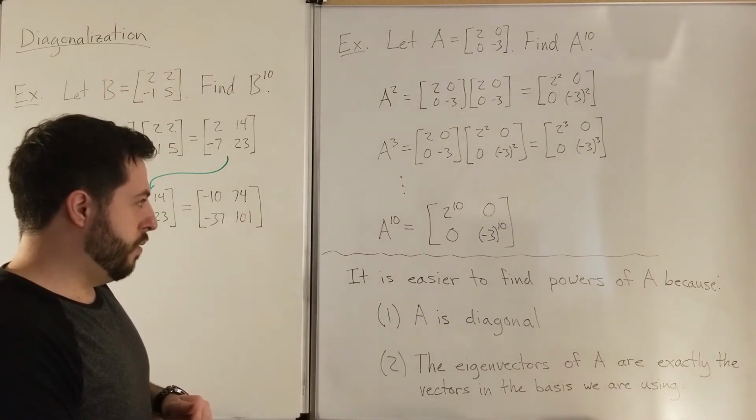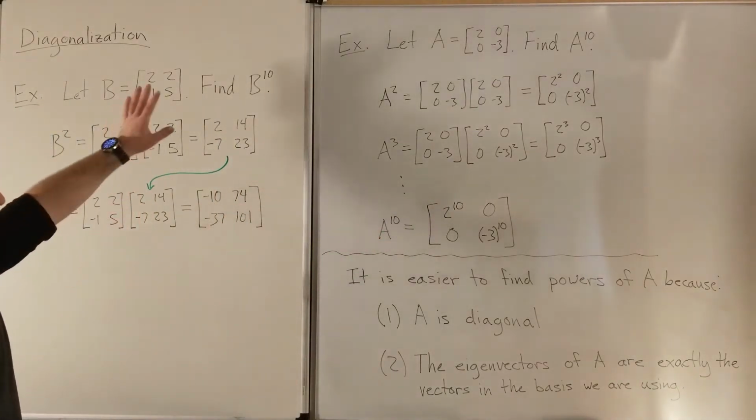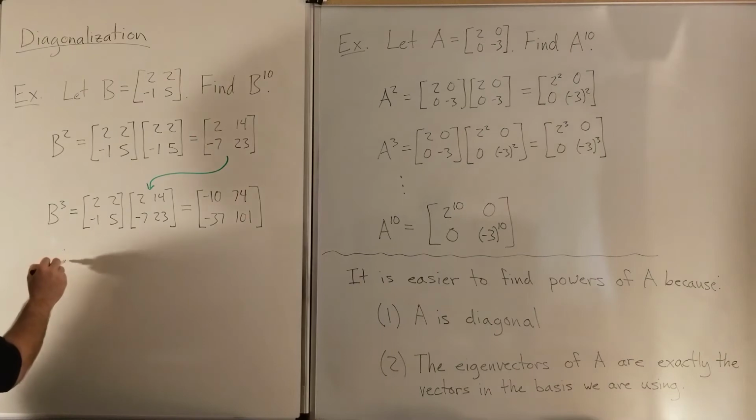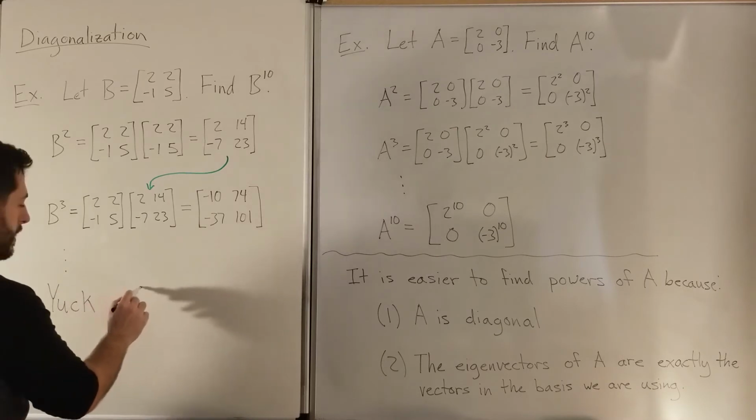So, why is the matrix A easier to raise to high powers than B? This pattern is very nasty, which is why I stopped. And we will come back to this.